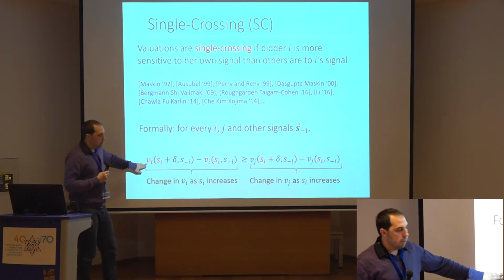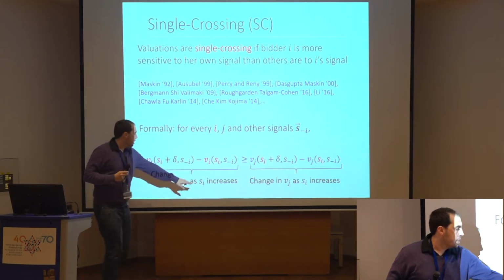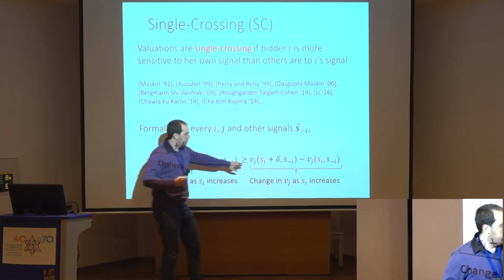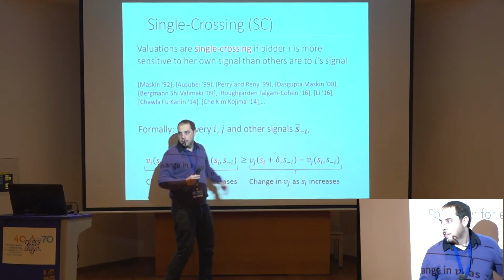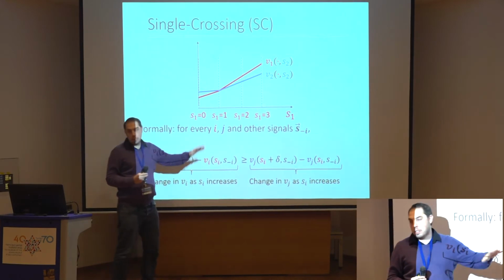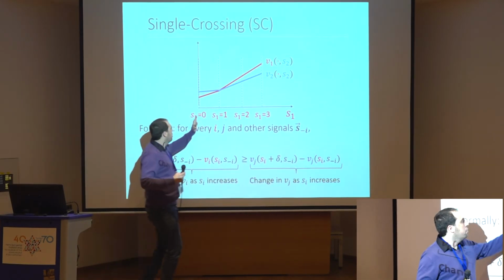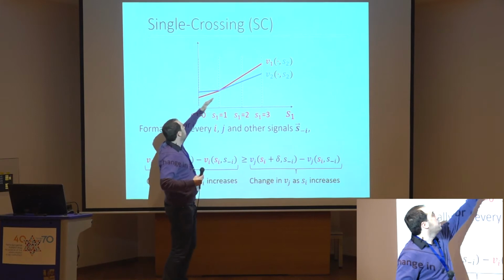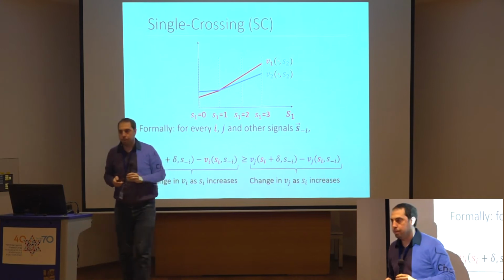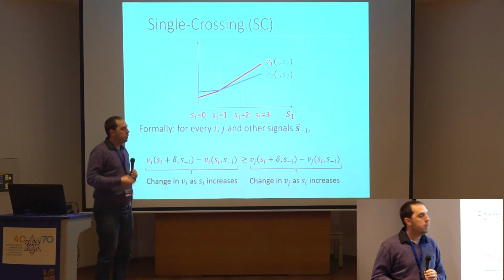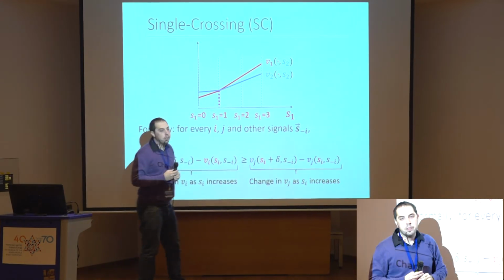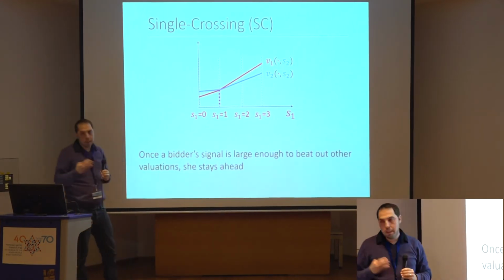So fix a bidder i. As its signal increases from s_i to s_i plus delta, its value changes by more than that of some bidder j. And pictorially, it looks something like this. We fix the signal of player 2, and now we increase the signal of player 1, and we can see his change in value is larger than player 2's as it increases the signal. They call it single crossing because the functions can cross only once. And once player 1 is the highest, it remains the highest.